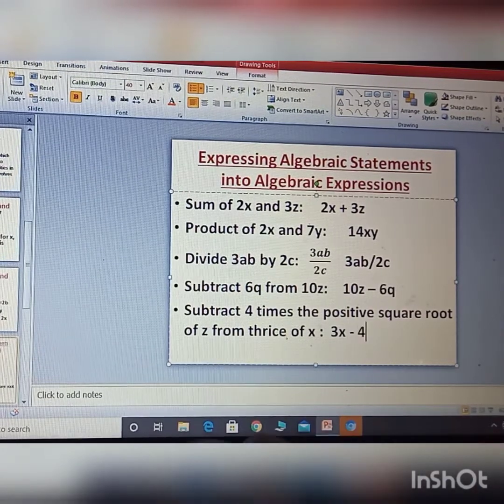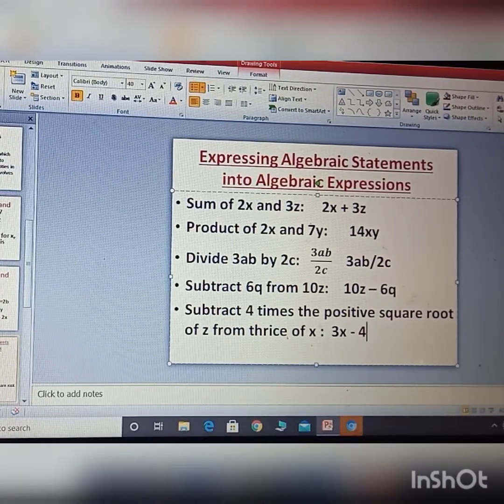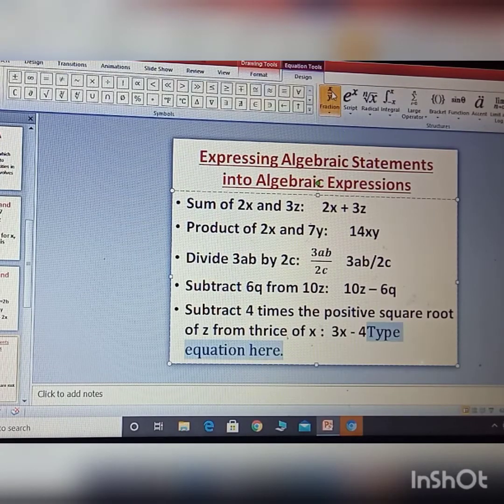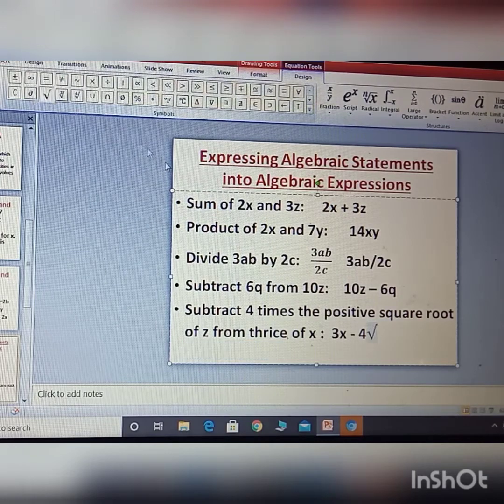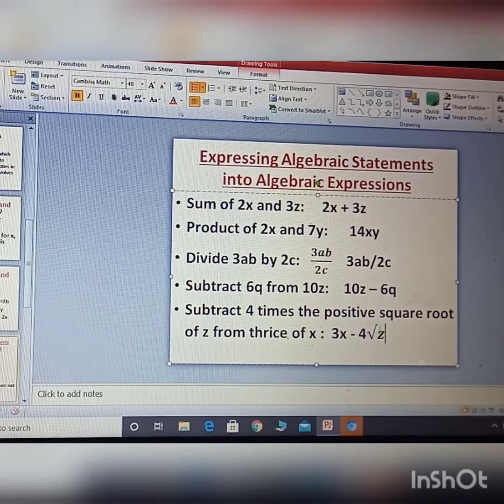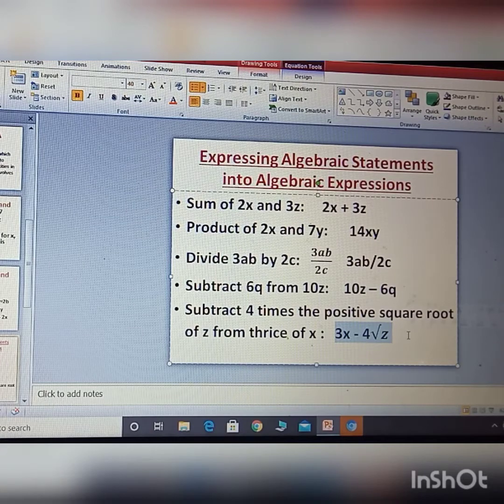So it means 4 is to be multiplied with the positive square root. Let me show you the symbol for it. This is the positive square root, and the value is the positive square root of z. So z will be written this way, and this is how we are to convert this one. So I am highlighting it, 3x minus 4 times the positive square root of z. This is the algebraic expression for this given statement.